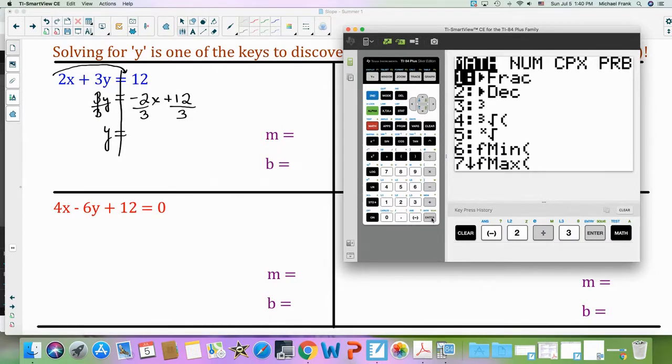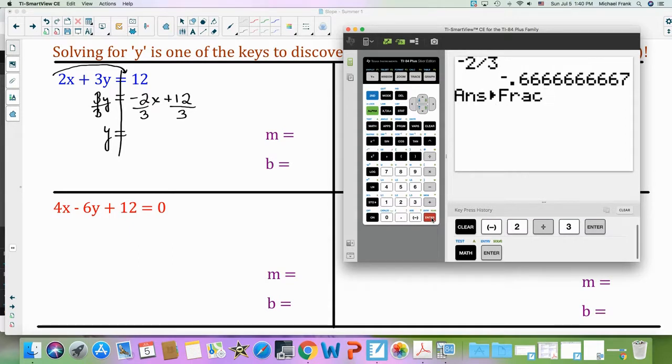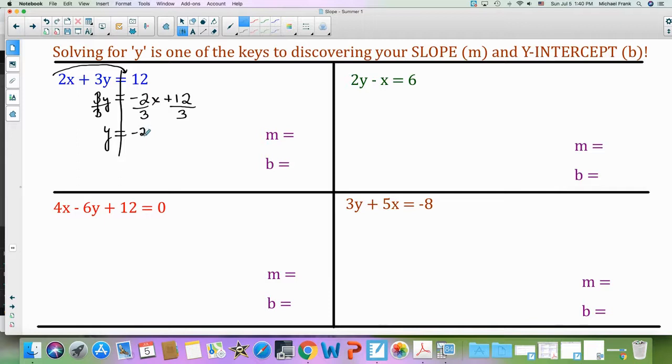So I'm going to just hit enter because it's already there. And then I'm going to hit enter again. Oh, and it says negative 2/3. You see that? I didn't have to change it. It was already simplified. So I'm just going to bring down my negative 2/3 x.